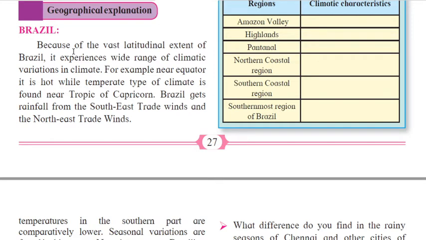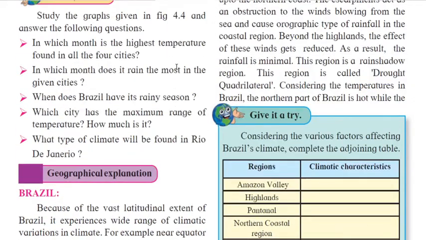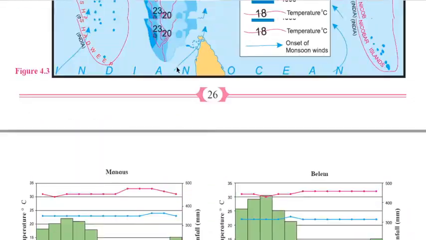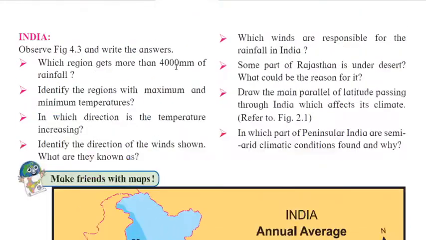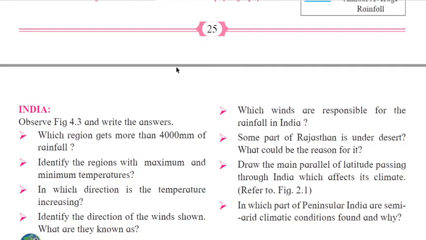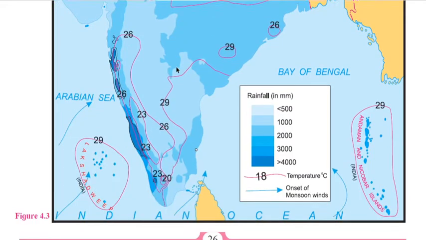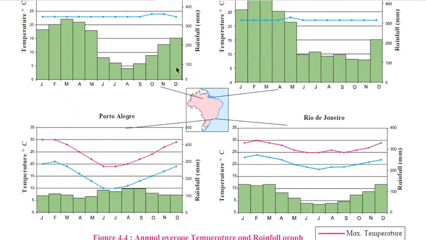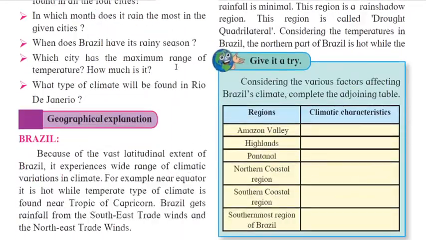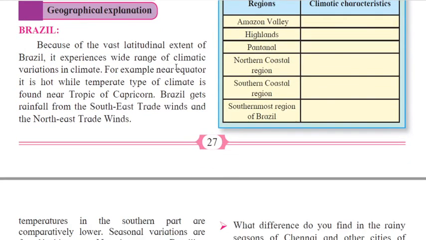Why? Because if we learn the geographical explanation about Brazil and India, then we are able to answer the questions given in the textbook. So that we will be able to do the answers of the various questions. So let us learn about the geographical explanation.